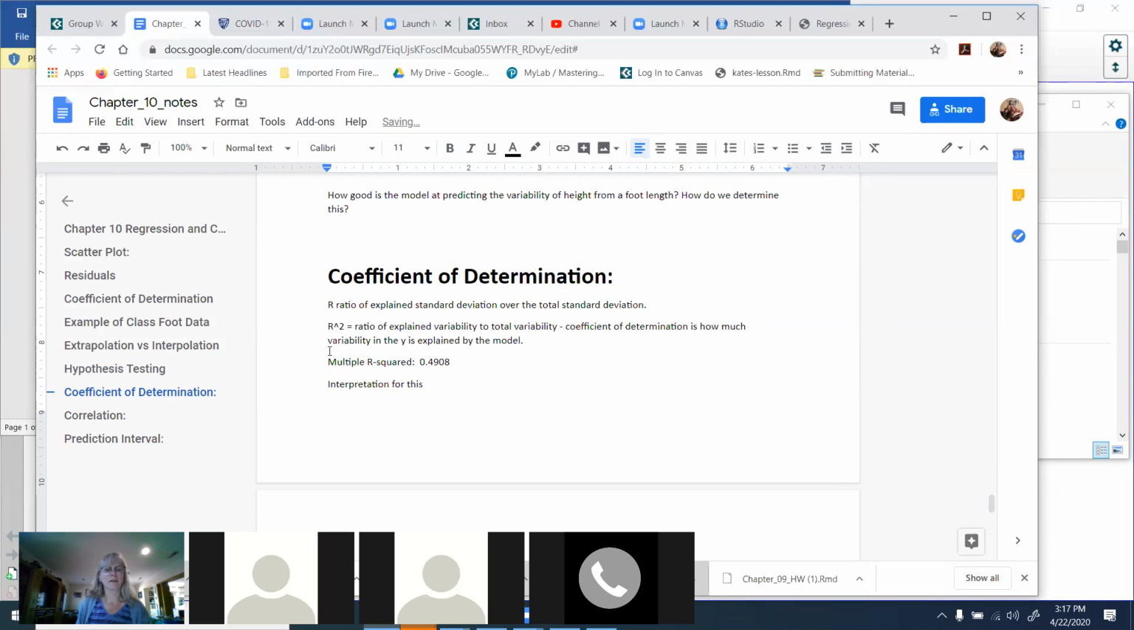So I'm going to say for the foot height and foot data, the multiple R squared is this value. So the coefficient of determination is this. The interpretation of this is that 49%, because I can make this into a percent, 49% of the variability in the height of a person is explained by the model.